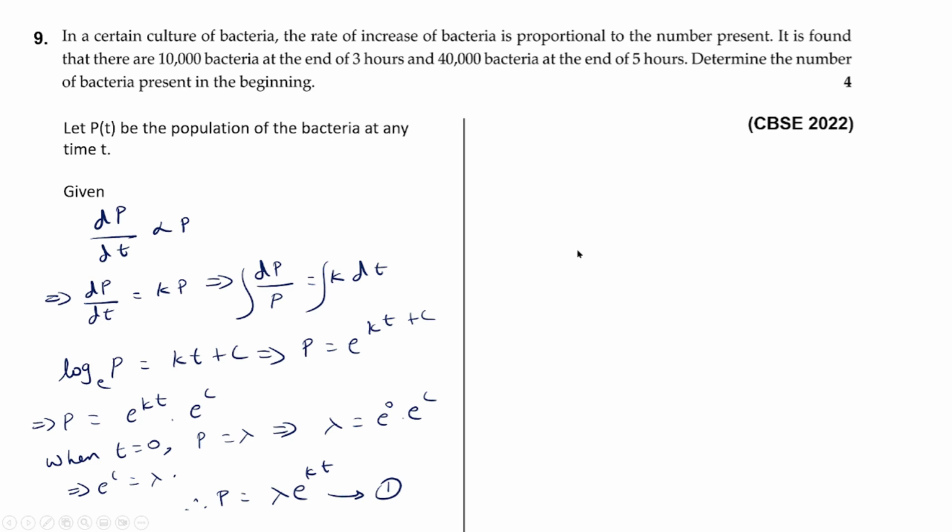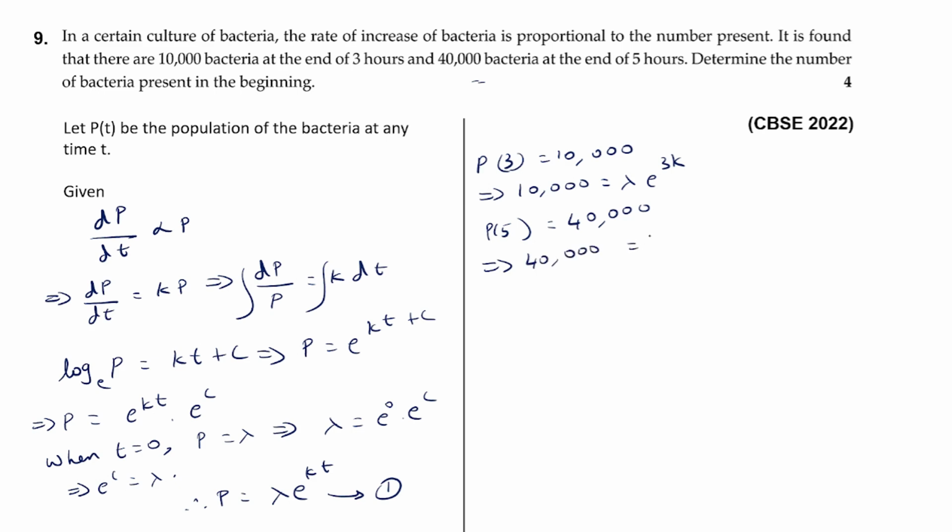And then it is given there are 10,000 bacteria at the end of 3 hours and 40,000 bacteria at the end of 5 hours. P of 3 equal to 10,000 implies 10,000 equal to lambda into e raised to 3k. And P of 5 equal to 40,000 implies 40,000 equal to lambda into e raised to 5k. So let us take this as 2 and this as 3.